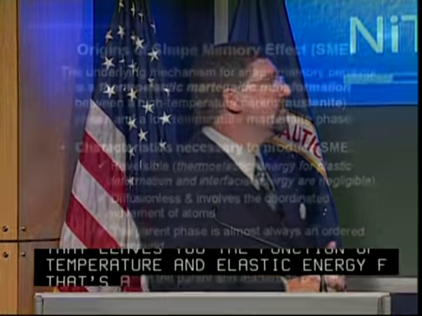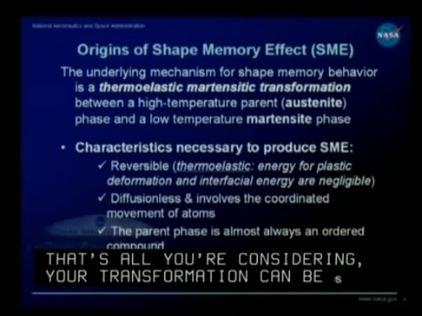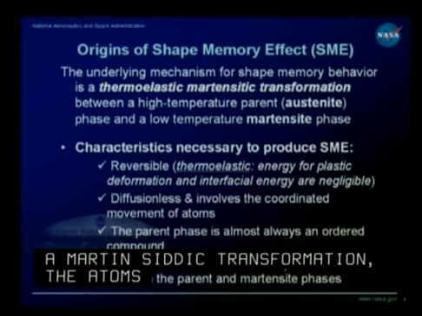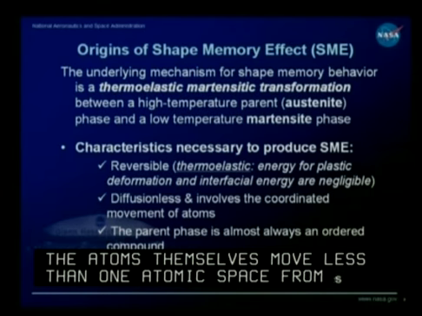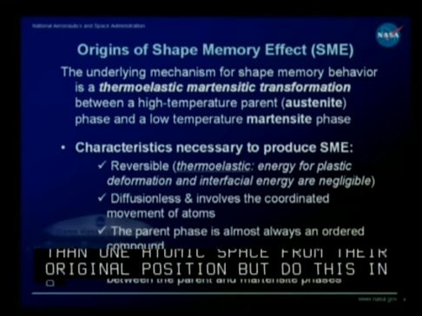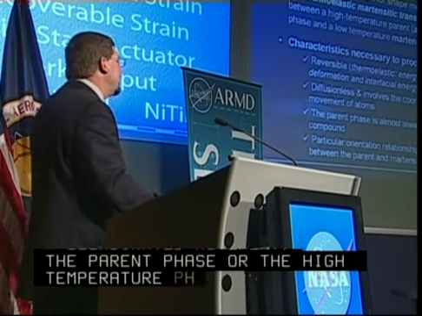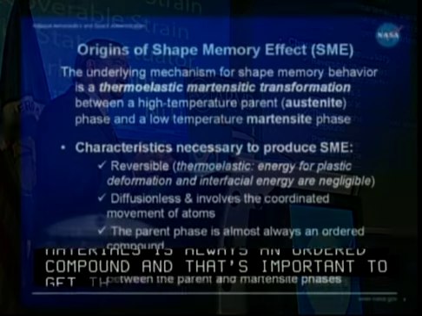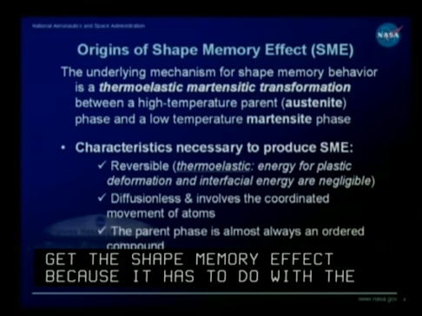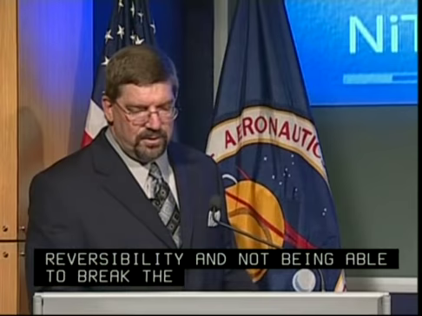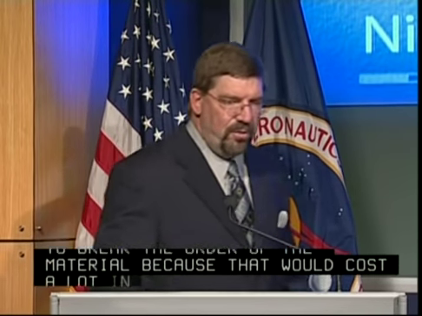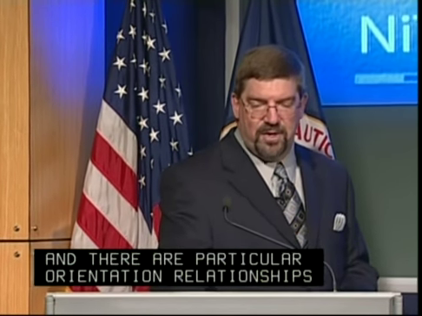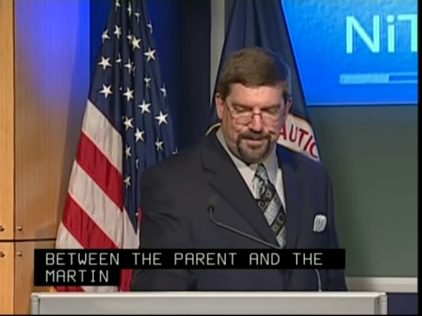A Martensitic transformation implies a diffusionless phase transformation. So the atoms themselves move less than one atomic space from their original position, but they tend to do this in a coordinated movement. The parent phase, or the high temperature phase of these materials, is always an ordered compound, and that's important in order to get the shape memory effect because it has to do with the reversibility and not being able to break the order of the material, because that would cost a lot in terms of additional energy. And then there are particular orientation relationships, usually between the parent and the Martensitic phase, so the least common planes, so you can have a reversible phase transformation.